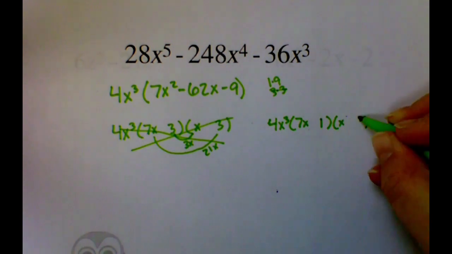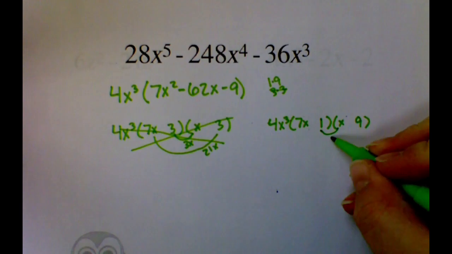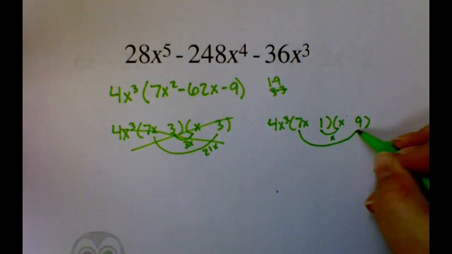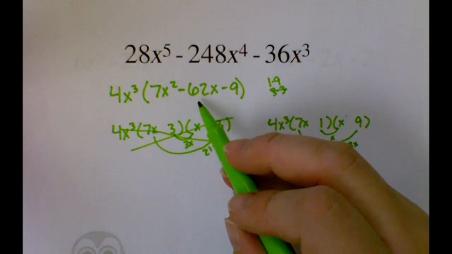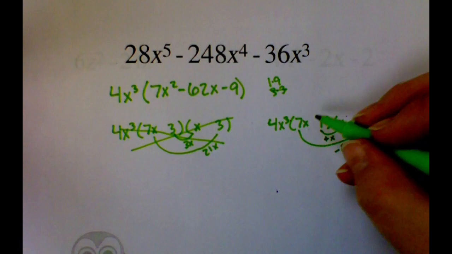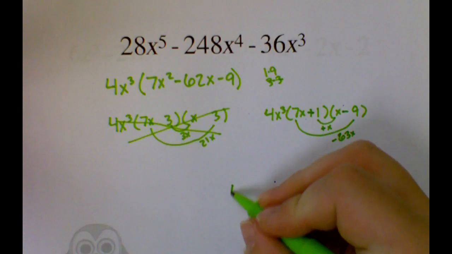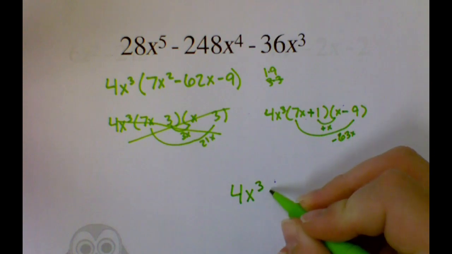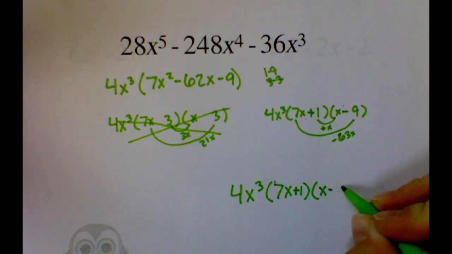So I try 1 and 9, and if that doesn't work, I flip-flop the 1 and 9. 1 times x is x. 7x times 9 is 63x. Well, to make minus 62, I need negative 63 and positive 1. So the 1 gets a plus, the 9 gets a minus. My final answer is 4x cubed times 7x plus 1 times x minus 9.